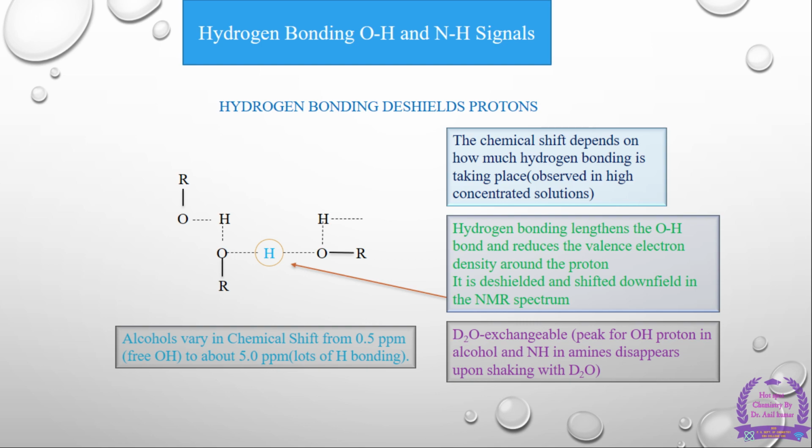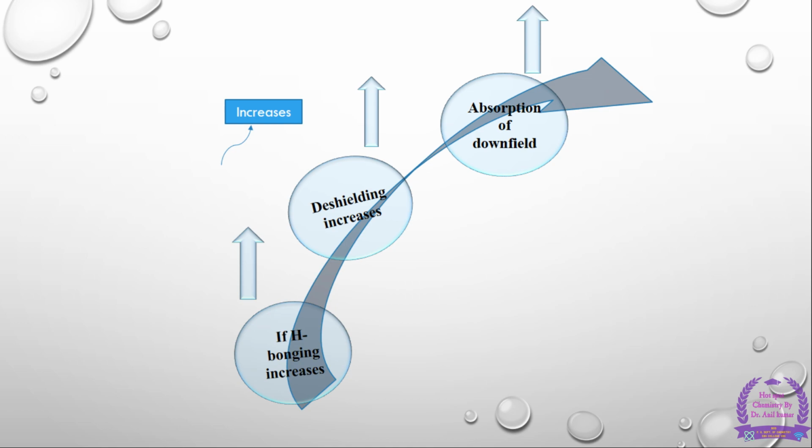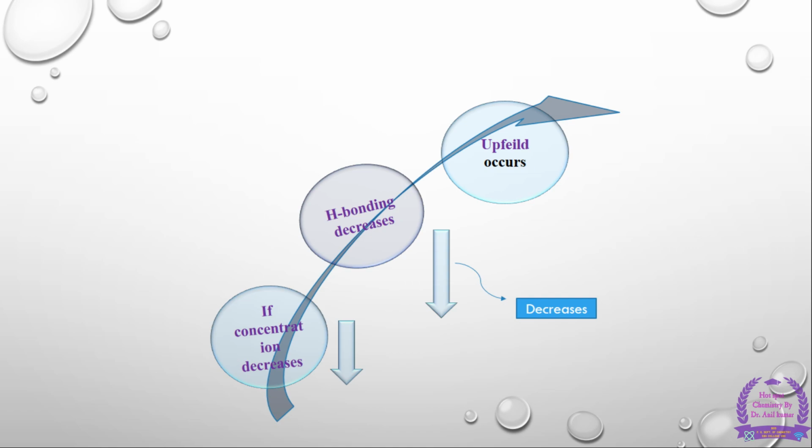In D2O exchange, the peak of the OH proton in alcohols and NH in amines disappears upon shaking with D2O. In this figure, we see that if hydrogen bonding increases, deshielding increases and absorption moves downfield. In this slide, we will see that if concentration decreases, hydrogen bonding decreases and the absorption moves upfield.